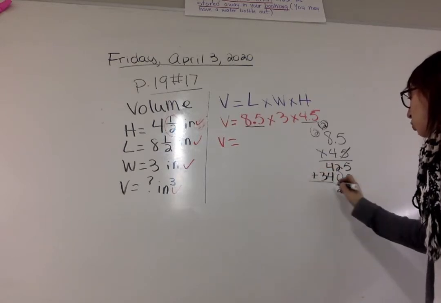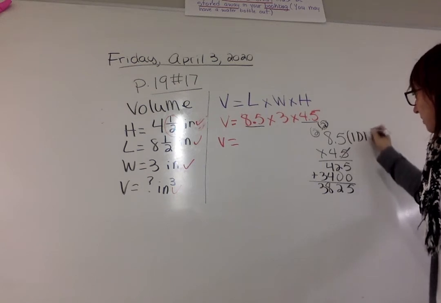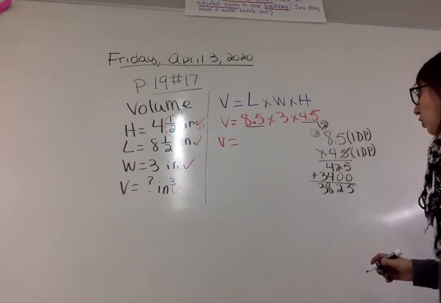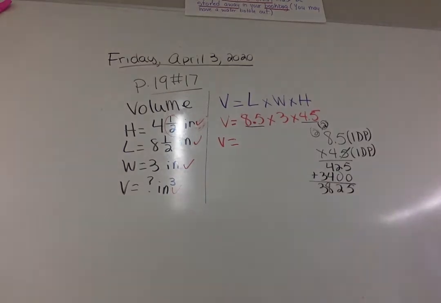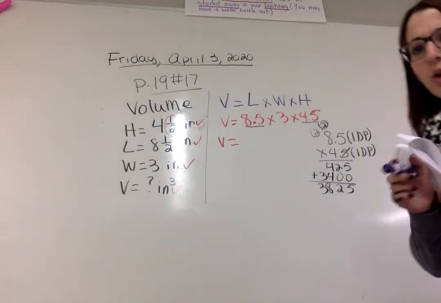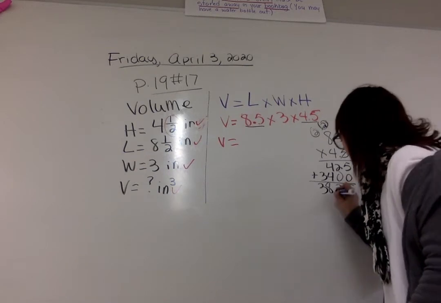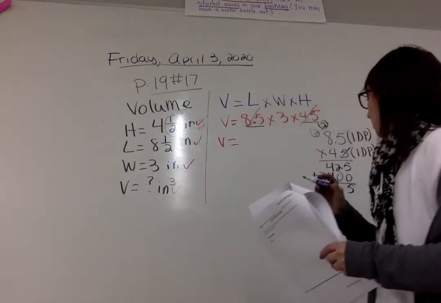5, 2, 8, 3. Now there's one decimal place and another decimal place. There are two decimal places, so the decimal's to the right of the ones place. Therefore, I have to move it 2 places to the left. 1, 2, it now goes in between here. So I took care of this and this.